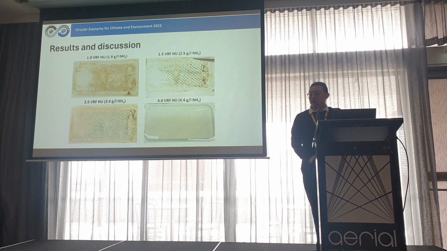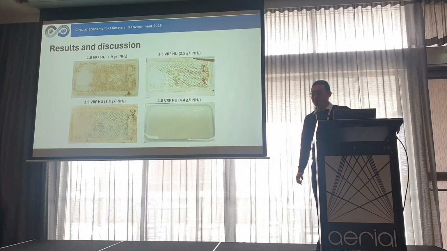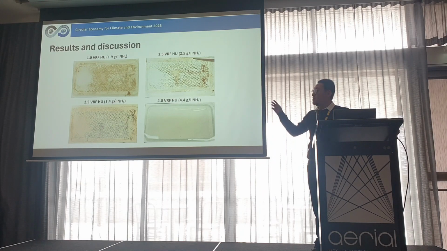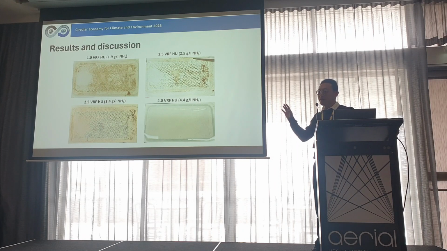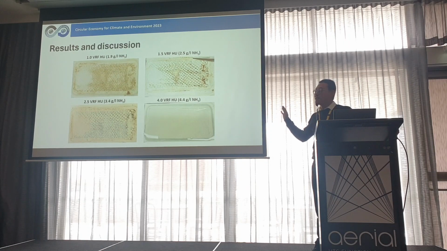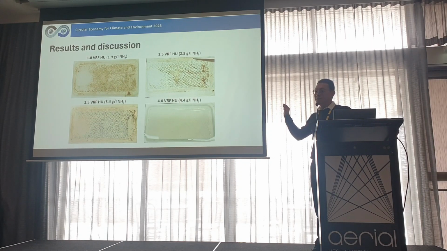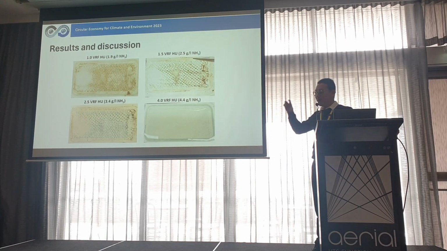So this is the figure of the membrane after 7 days of operation. We can see that the unconcentrated one is full of fouling. At this point, I can't say that it's bacterial because I haven't done any analysis, but at least you can see from the appearance of the membrane that it becomes more and more clear. So with 4.4 grams per liter of NH3, the membrane becomes really clean. But I cannot say it's absolutely clean because we can still see a black dot over there. This cannot be observed with the camera.